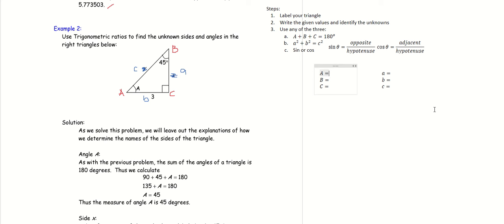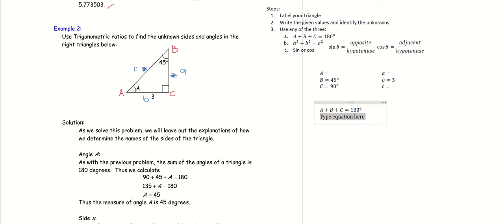So, yung A, we don't have a value for A. B is 45 degrees. Here, 45. And C is always 90. For the sides, we don't have A, we don't have C, but we have B is equal to 3. So, ito yan. Okay? So, again, parang yung kanina, meron na tayong B and C. So, we can always just use the first step.